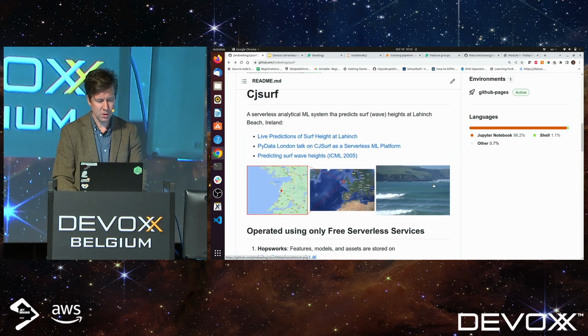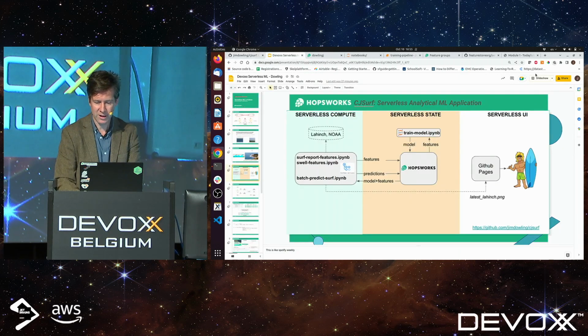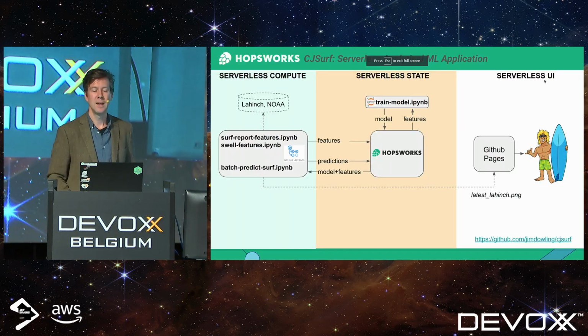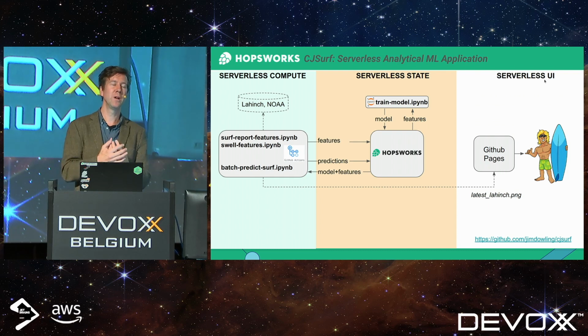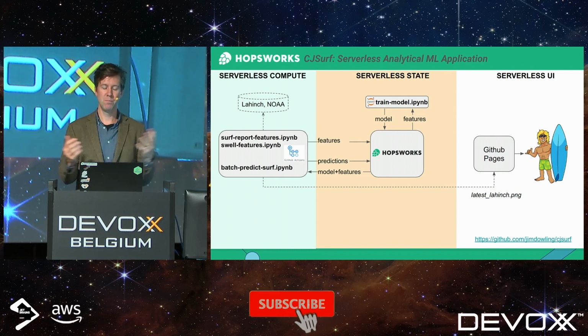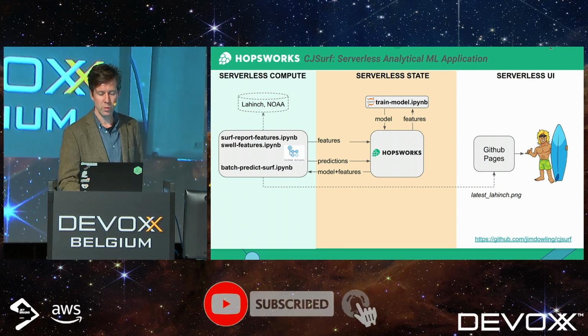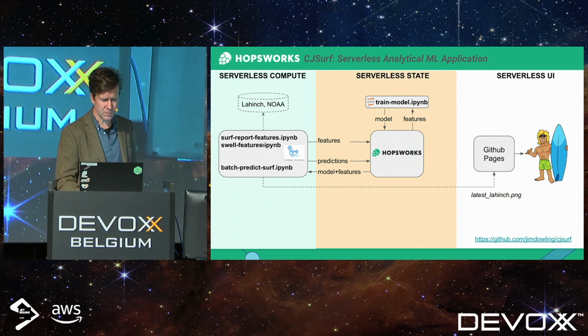So let's have a look at the actual architecture of it. The way it's going to work is it's only 4 programs in total, and they're all notebooks. If you're familiar with Python and you've used notebooks, you don't even need to rewrite it in Python code to productionize your code. We can run these notebooks using something called nbconvert. There are 2 notebooks here that pull down the data from the 2 different sources. We get the height of the waves at the beach from Lahinch.